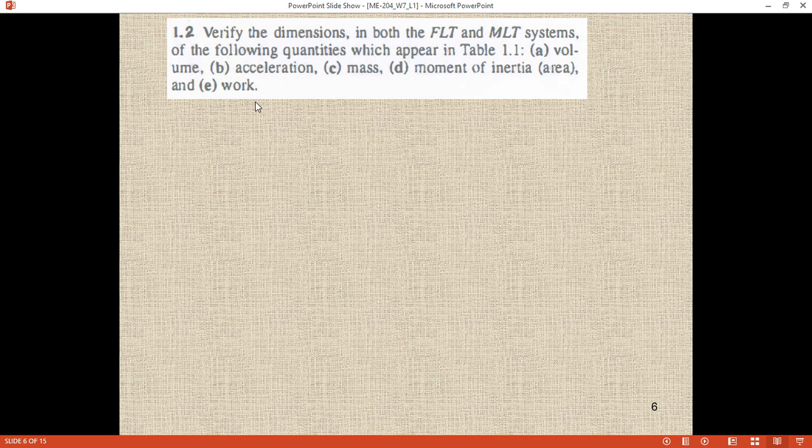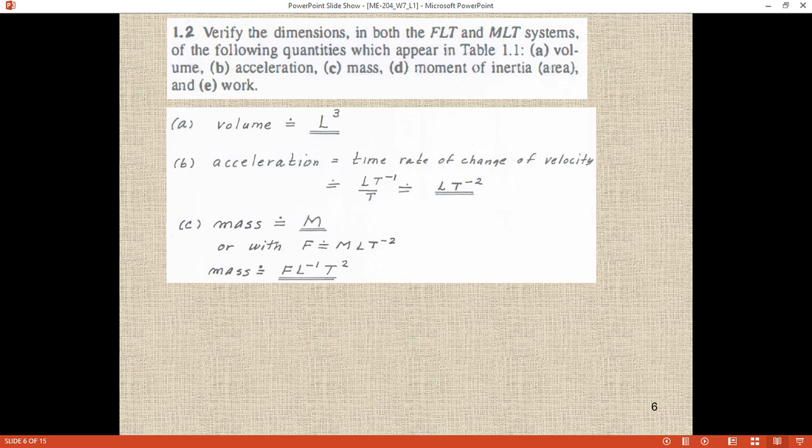So these 5 quantities we have to write down in the form of FLT system and in the form of MLT system, and verify these dimensions with Table 1.1. So let's see. The volume we know, that is L cube. The volume will remain the same whether it is MLT system or FLT system, because in the volume there is no component of mass or force. So the volume will remain same in both the systems.